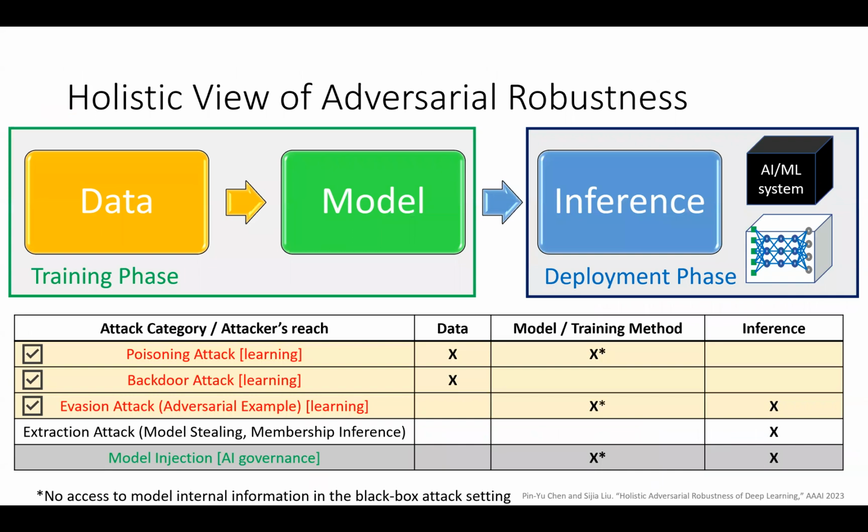So what do we mean by holistic adversarial robustness? We would like to bring you the picture of the AI lifecycle, which is divided into two phases, the training phase and the deployment phase. In the training phase, the user will select data and select which model to train on those data. When the model is fully trained and tuned, we will deploy the model as a service. There are also different modes of deployment, right?